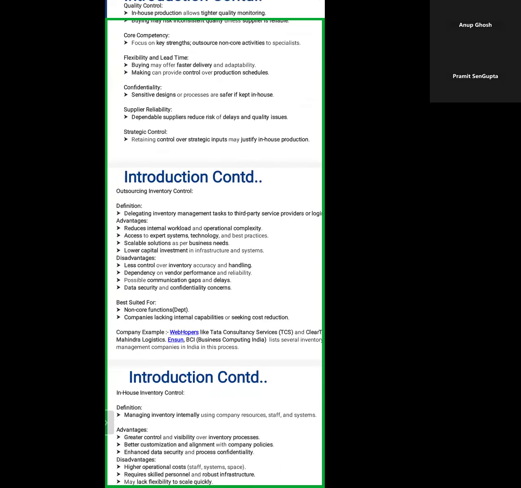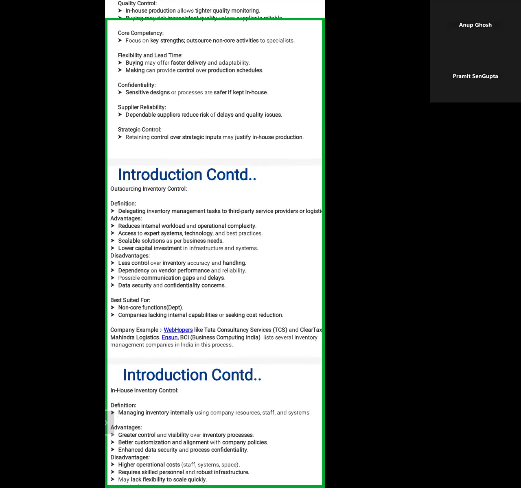Now, as we were talking about the two sides of this make or buy decision, in the next slide we will go deep into both sides of production. That is, outsourced inventory control units: what are the definitions, advantages, disadvantages, and most importantly, company applicability of that kind of production. And then we will dive deep into the in-house production. So let us go through each process one by one.